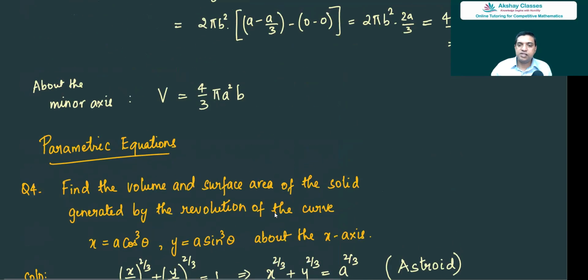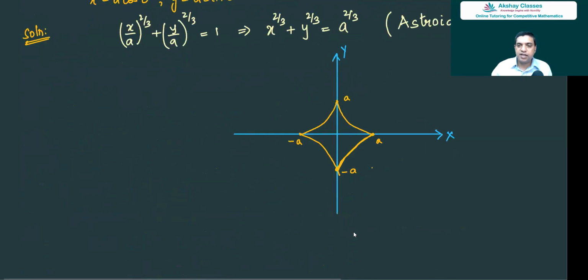Now this is revolved about the x-axis. So it is like a solid with a 3D star shape kind of a thing. And we want to find the surface area. Very difficult to do it by Cartesian coordinates, but anyway, let us do it now.